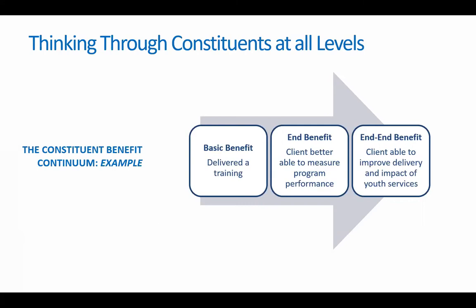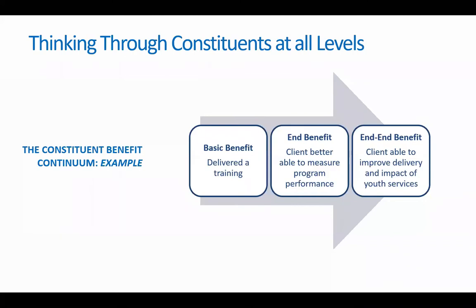So this helps you to think about constituents in terms of who are the constituents that are delivering the training. Could it be staff? Could it be volunteers? What does their journey look like with the organization that helps them provide that training or provide that benefit? And then who is the immediate beneficiary of the training that is created? In this case, it's the client. And then what is the client able to do better or differently through that immediate benefit that they received?